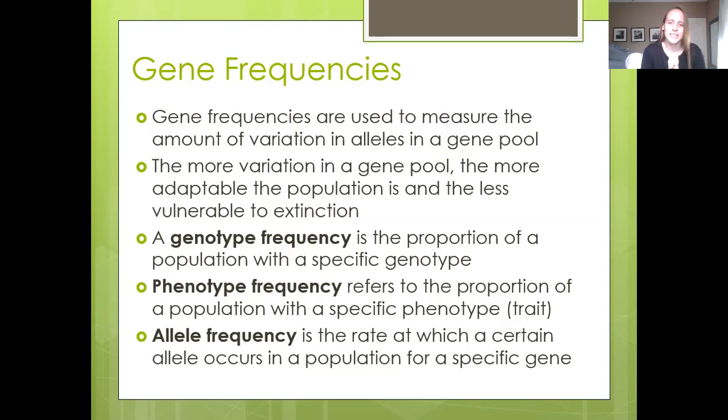So the first frequency is the genotype frequency, and that is the proportion of the population with different genotypes. So for instance, homozygous dominant, heterozygous, and homozygous recessive. So what is the frequency of those three different genotypes? Phenotype frequency refers to the proportion of a population with a specific phenotype or trait. So usually how much of the population has the dominant trait and how much has the recessive trait. And then the allele frequency is the rate at which a certain allele occurs within a population. So the recessive allele or the dominant allele.